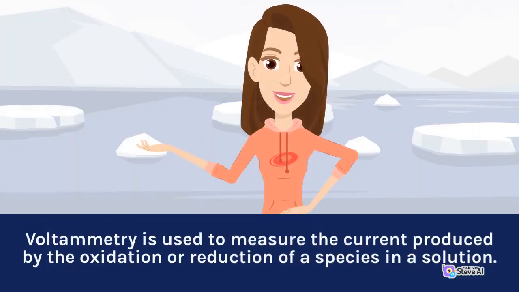Voltammetry is used to measure the current produced by the oxidation or reduction of a species in a solution.